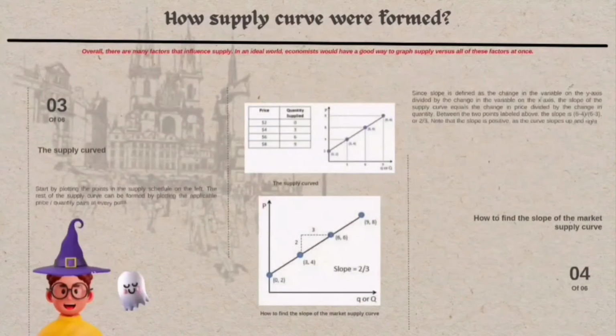And the third, the supply curve. Start by plotting the points in the supply schedule on the left. The rest of the supply curve can be formed by plotting the applicable price or quantity pairs at every possible price point.